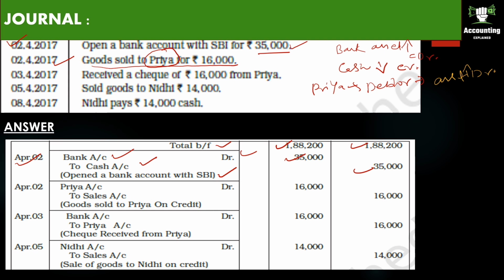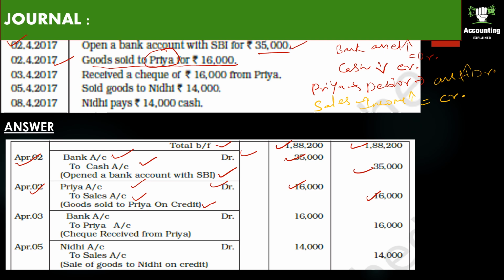You are going to get the income. That is called sales. By way of sales, we are going to increase our income. Okay, so we have to credit sales. Income is increased. When the income is increased, what you have to do? Credit. Okay. So the entry is 2/4/2017, Priya account debit. On the debit side it is 16,000. To sales account on the credit side it is 16,000. Goods sold to Priya on credit.